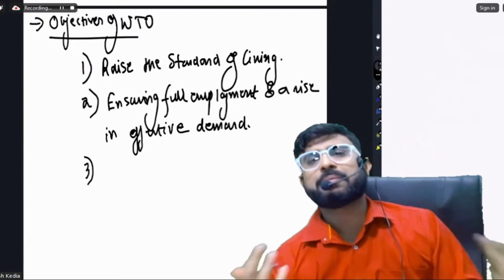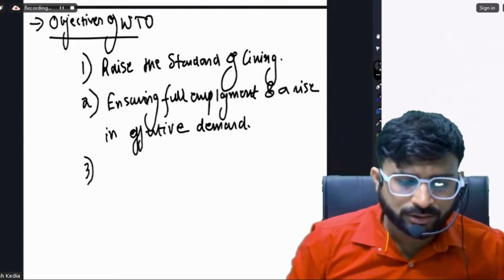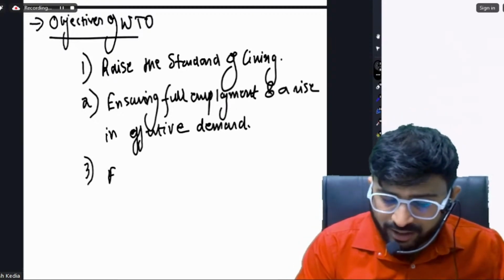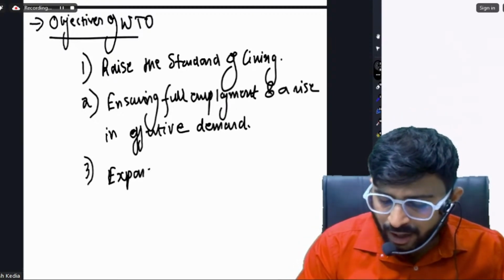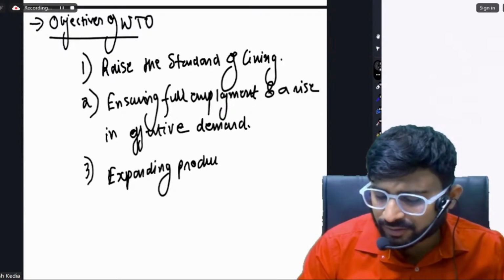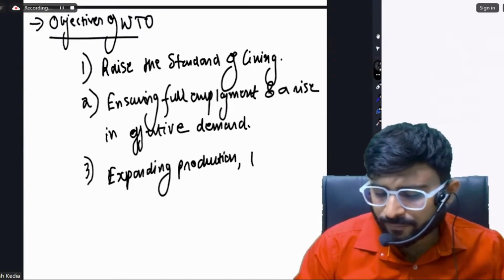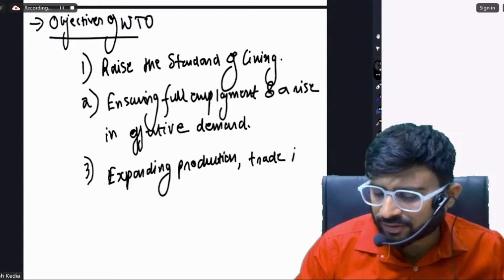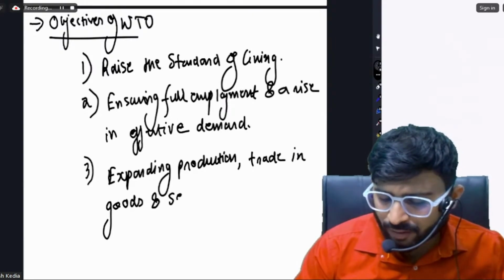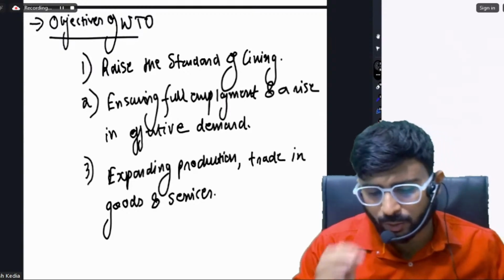So the trade between member countries rises, you see. Expanding production, yes, very important, friends. Expanding production and trade in goods and services. So these were some of the objectives, you could say, of WTO.